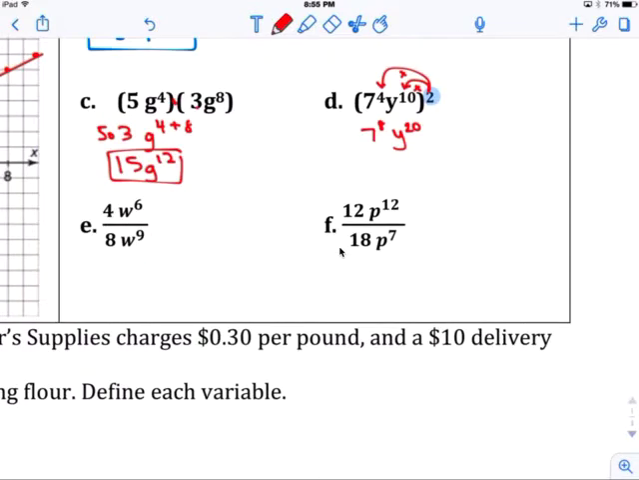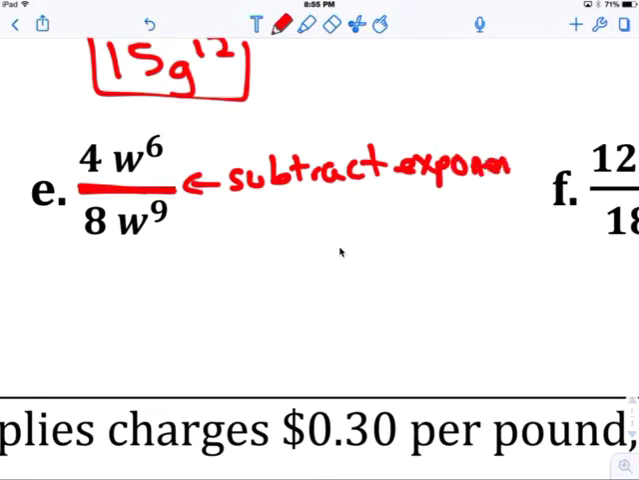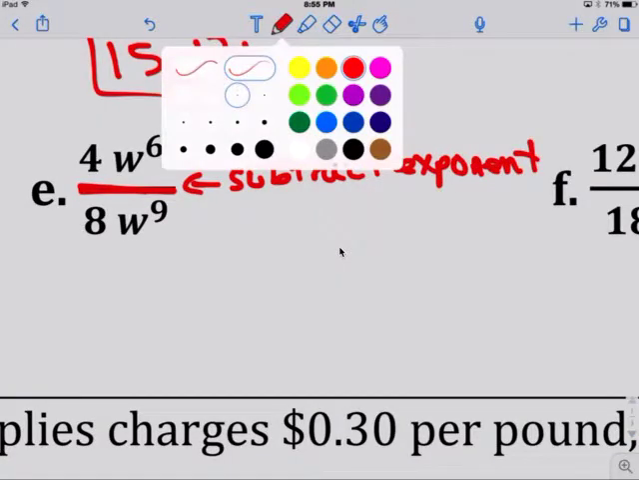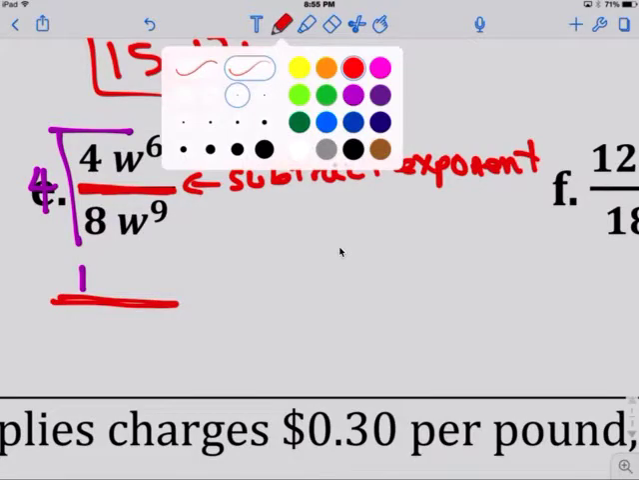All right? Now, here, when you have divide, you have to subtract the exponents. Divide, subtract exponents. Okay, here's what we do. Now you can't subtract 4 and 8, you reduce that. Reduce by dividing by 4, so that's 1. This division right there is reduced to 1 over 2.